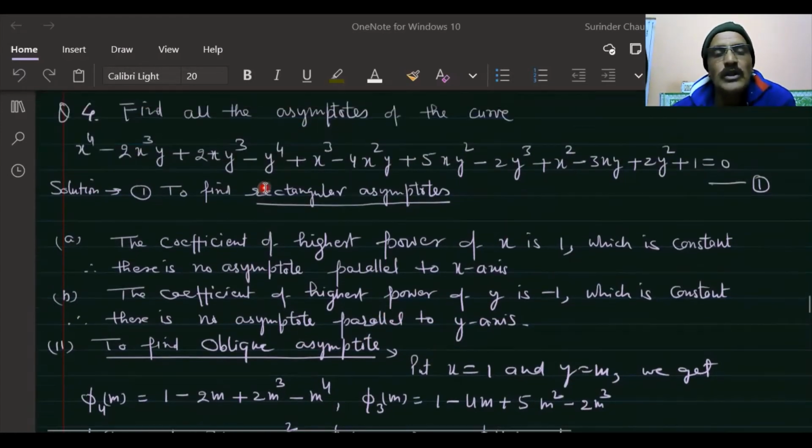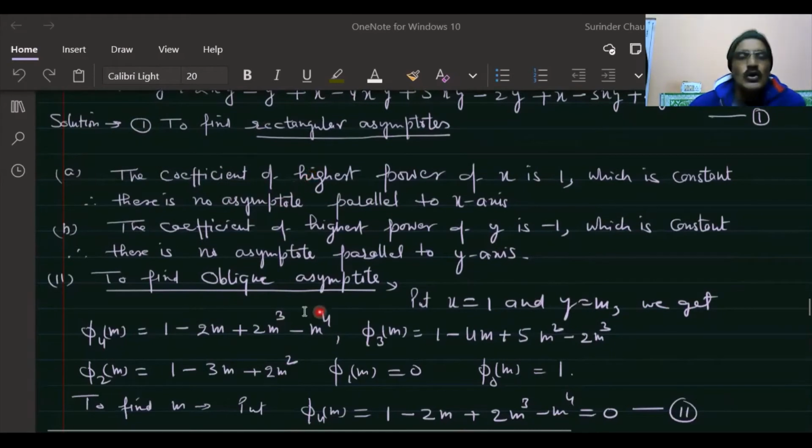Now this is a rational algebraic curve of degree 4, so it will have at most four asymptotes. So let us find the oblique asymptotes. In order to find them, let y equal x plus c. Then y equals x plus c is an oblique asymptote to this curve.